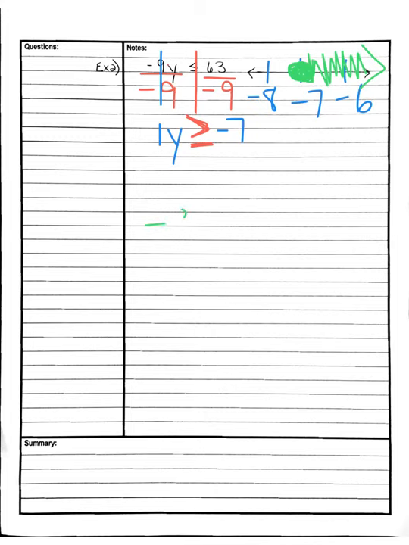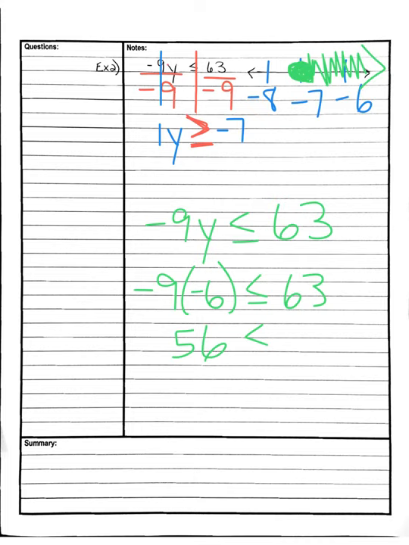I'm going to take my -9. y is less than or equal. Go back to the original. And now that I've gone back to the original, I'm going to put a -6 in. And -9 times -6 is +54, and that is less than or equal to 63.